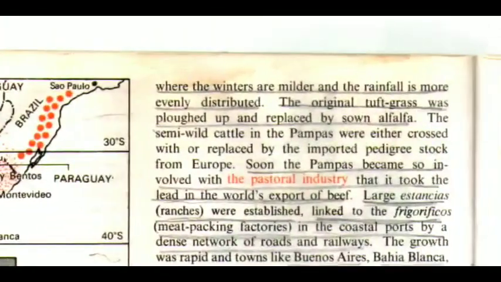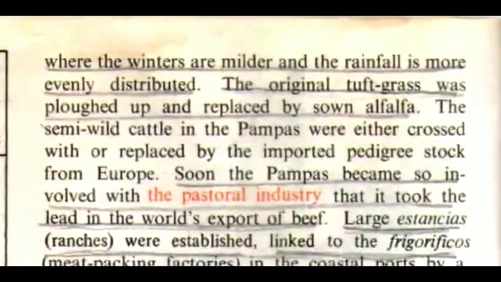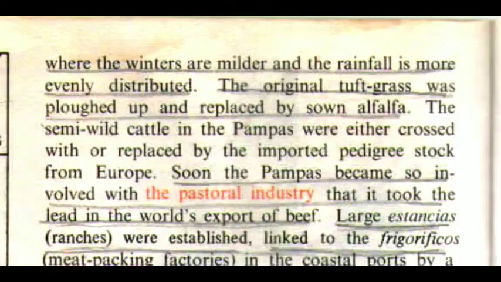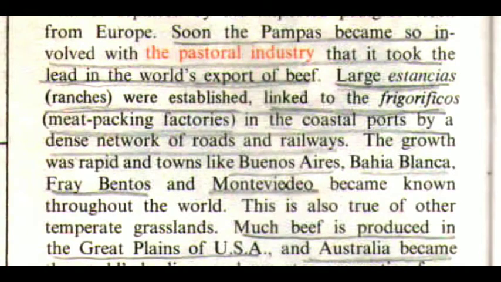Where the winters are milder and the rainfall is more evenly distributed, the original tufted grass was ploughed up and replaced by sown alfalfa. The semi-wild cattle in the pampas were either crossed with or replaced by imported pedigree stock from Europe. Soon the pampas became so involved with the pastoral industry that it took the lead in the world's export of beef. Large estancias, ranches, were established, linked to the frigorificos, meat packing factories, in the coastal ports by a dense network of roads and railways.